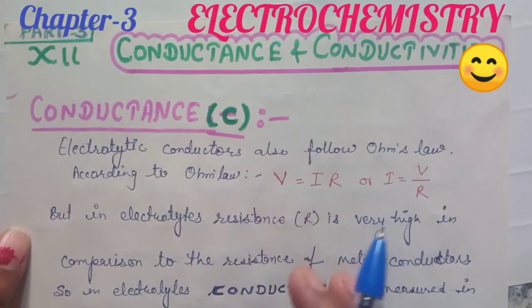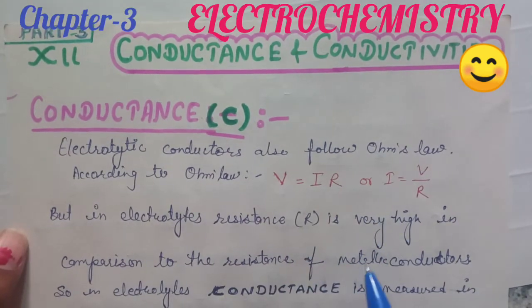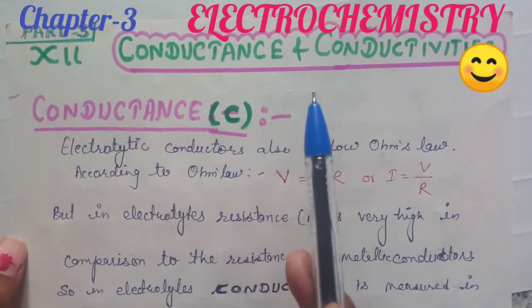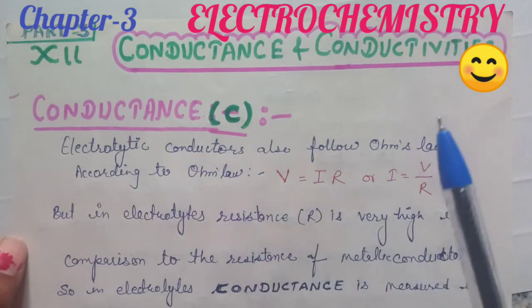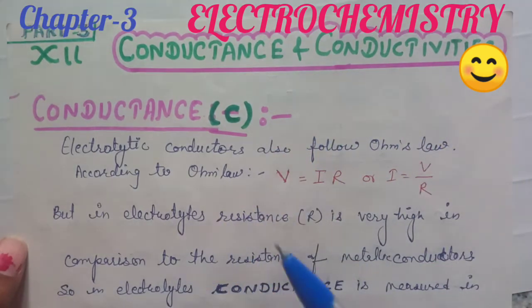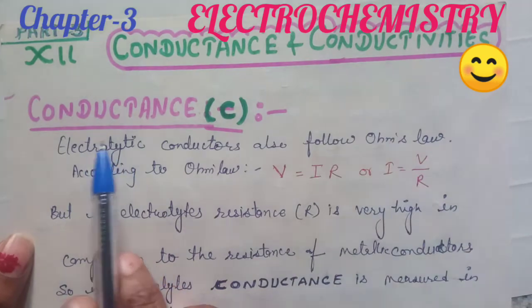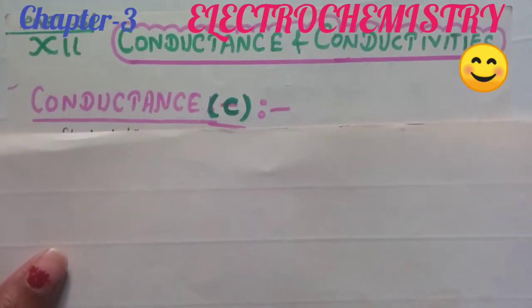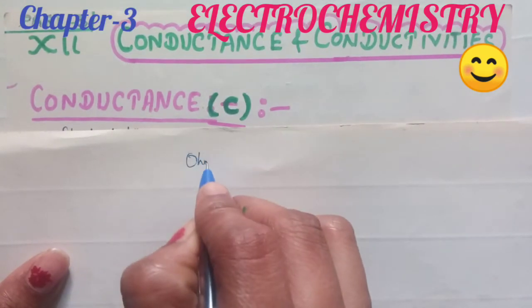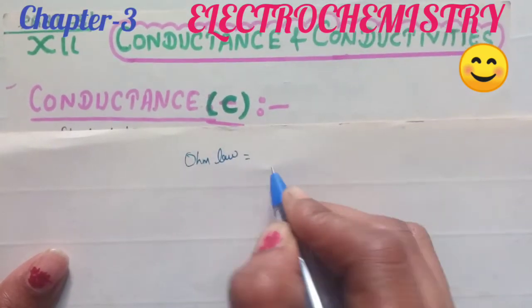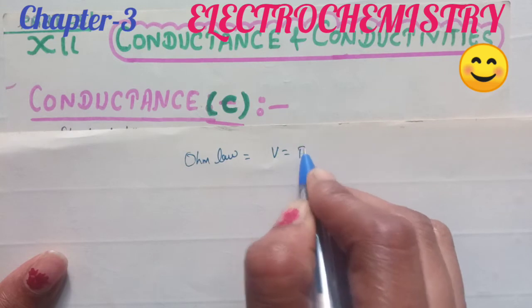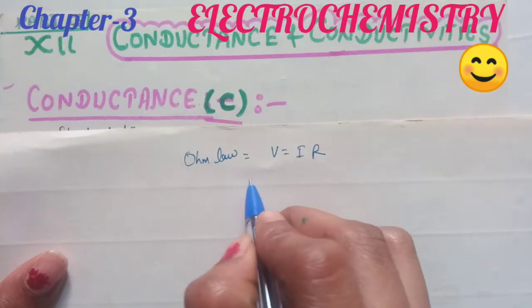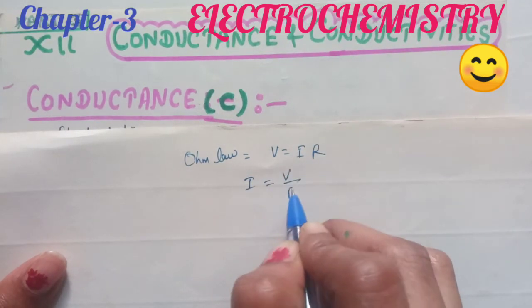We are studying electrochemistry here, and in this video we will discuss conductance and conductivities and the factors affecting conductance. First of all, we will discuss conductance. What is conductance? Students, as we have read Ohm's law. What is Ohm's law? Ohm's law is V equals I R, or we can say I equals V upon R.